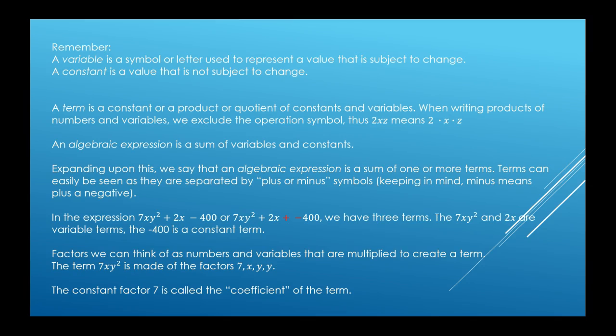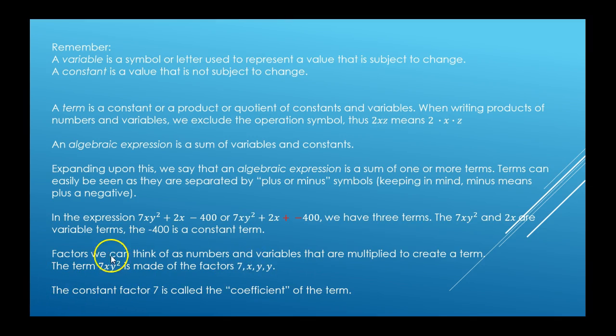Now these terms have factors, which we can think of as numbers and variables that are multiplied to create terms. So looking at the term 7xy squared, it's made up of the factor 7, x, and 2 factors of y. Remember, y squared means y times y. So we actually have 4 factors making up this term. Technically we have 5 because the number 1 is a factor of everything.